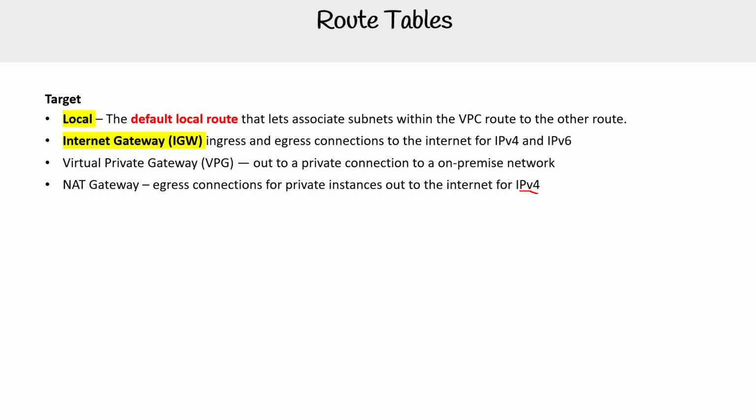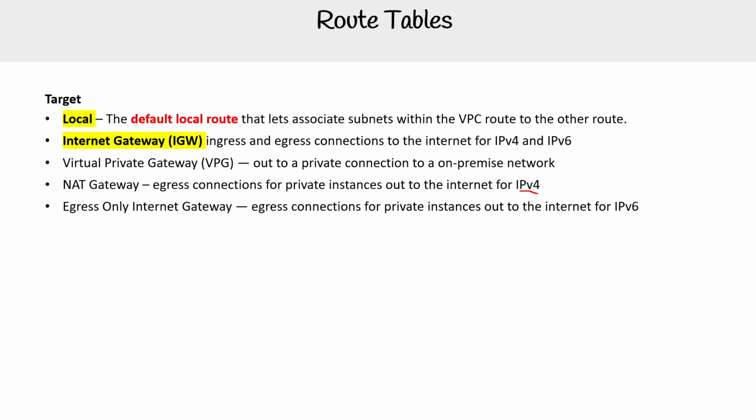The reason it's not for IPv6 is because IPv6 doesn't need network address translation, which we'll repeat many times in this course, because IPv6 addresses are public, whereas IPv4 are not, generally known to the public. So network address translation is required for that.